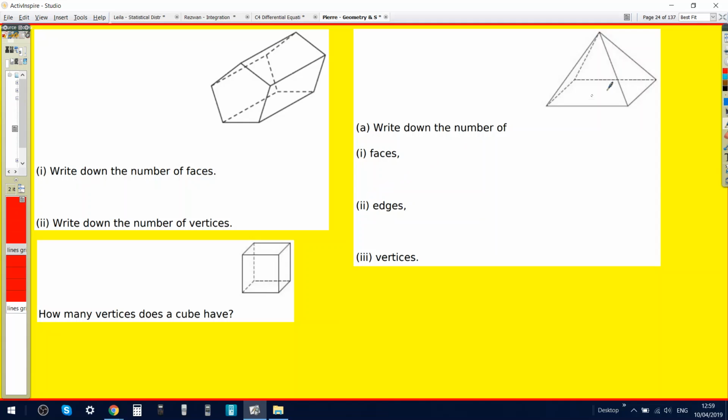Let's do the top right one. Write down the number of faces. 5. Yep. Edges would be 6 edges. Oh, 10. So I believe there's 4 on the bottom, and then you can see how they go to a single point. So 1, 2.